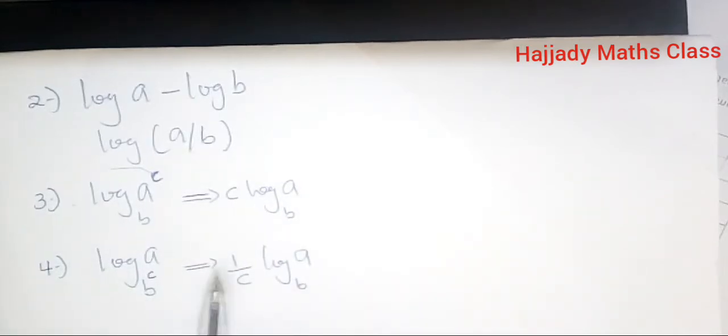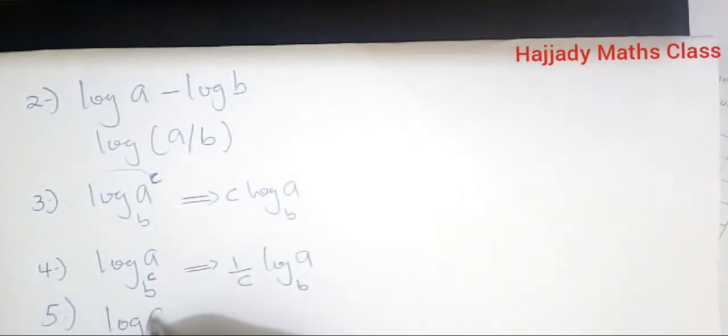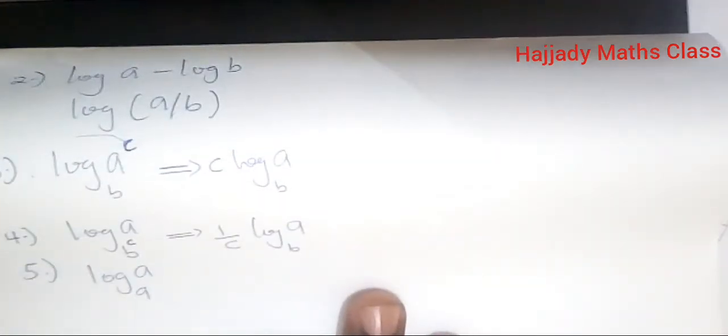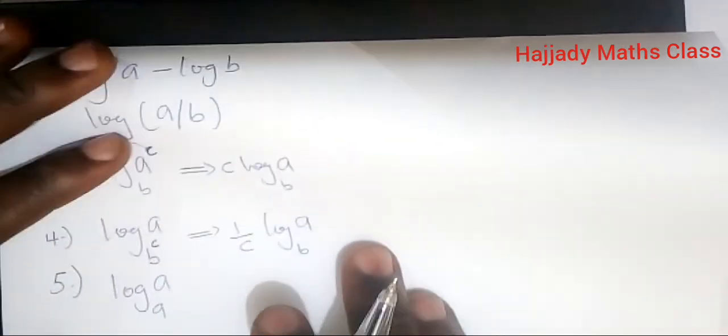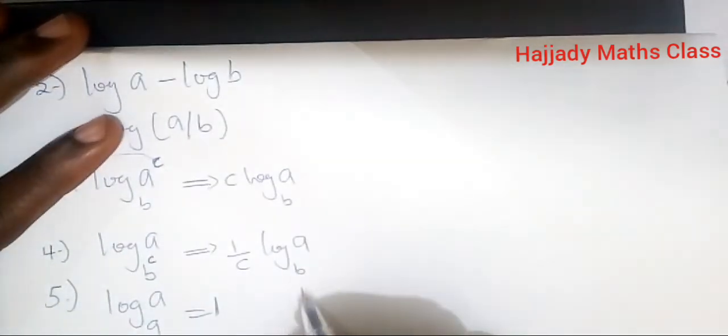And the fifth law is when we have log a base a, whereby the log of the number and the base are equal. Anytime you're having this, automatically it will be 1. That is, if you are given log 2 base 2, this translates into what? 1.